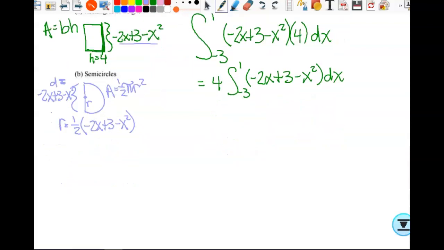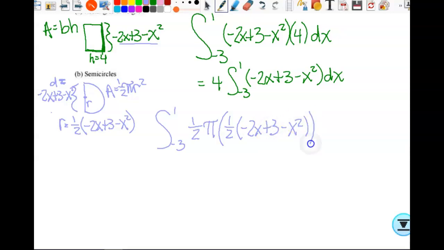So I already found my limits of integration. So I'm going to integrate again from negative 3 to 1. And I have 1/2 times pi times the radius, which is 1/2 times negative 2x plus 3 minus x squared, squared. Now pay attention to where your parentheses are and what you're doing. This whole thing right here is the radius, right? So this squared doesn't go on the outside of these parentheses, it goes right here.